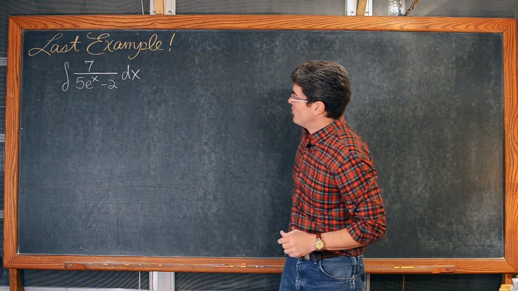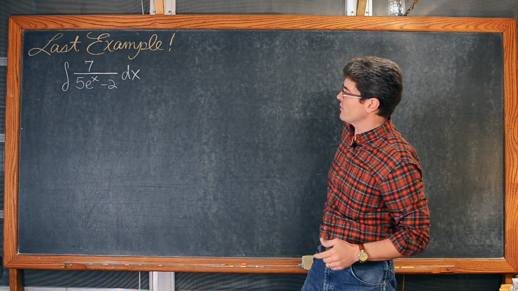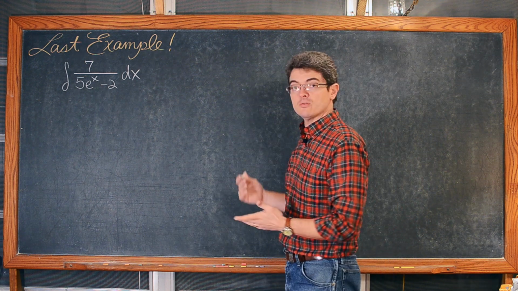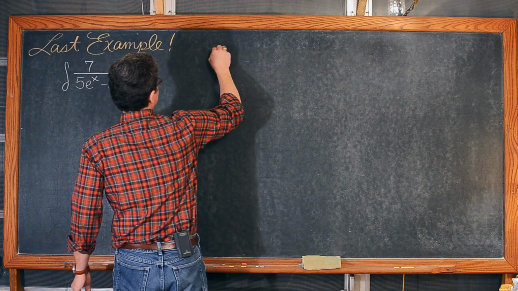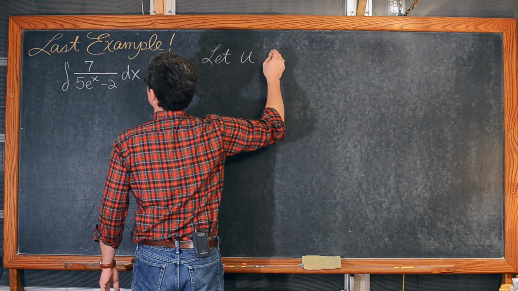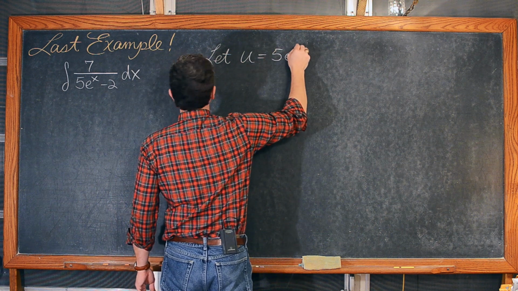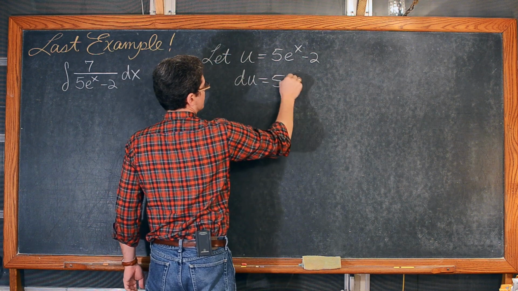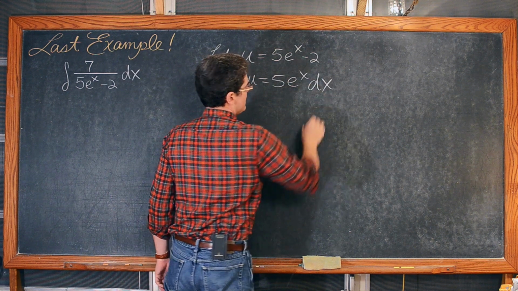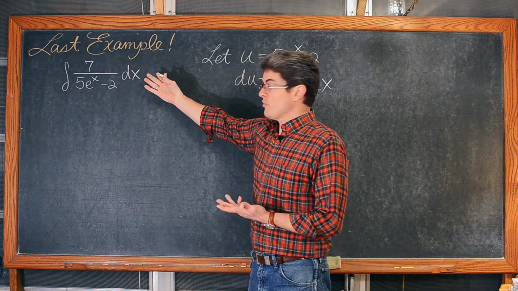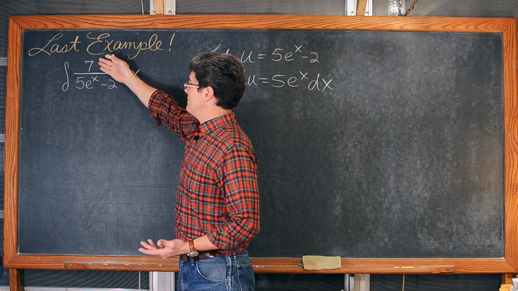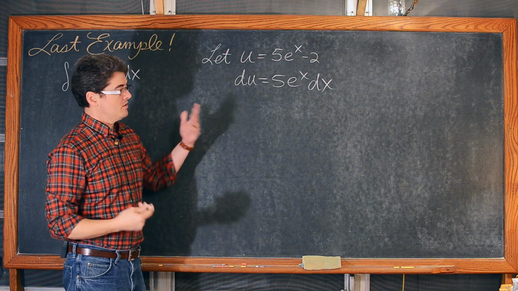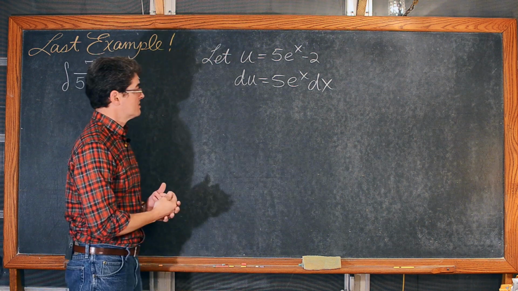Last example. We've got the indefinite integral of 7 over 5 times e to the x minus 2 dx. Let's see if we can go ahead and do a u substitution. If we say let u be equal to 5 times e to the x minus 2, then du is going to be equal to 5 e to the x dx. My numerator, and nowhere else in my problem do I have an e to the x. Any kind of u substitution, when you take the derivative of e to the x, it's just e to the x.